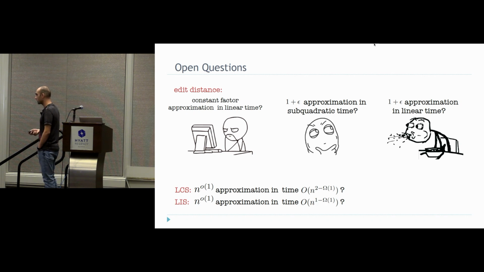For LCS, there's a great question: can we get subpolynomial approximation in subquadratic time? The same question we can ask for LIS. Can we get subpolynomial approximation in truly sublinear time? One thing to note for LIS is that if the solution size is small, like constant, you have to spend time n. So this question is open for larger LISs. And that's it.